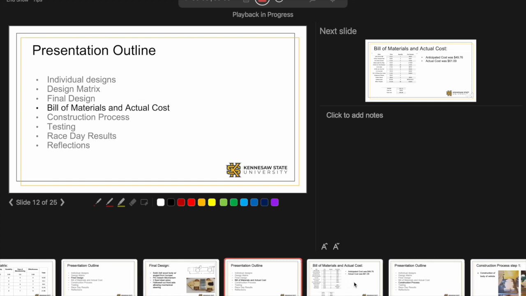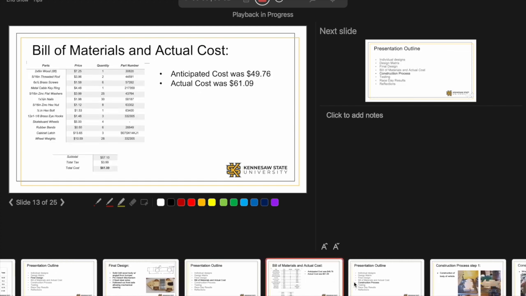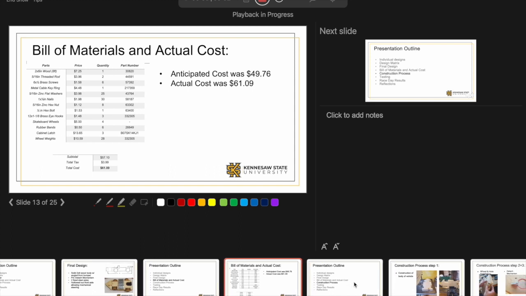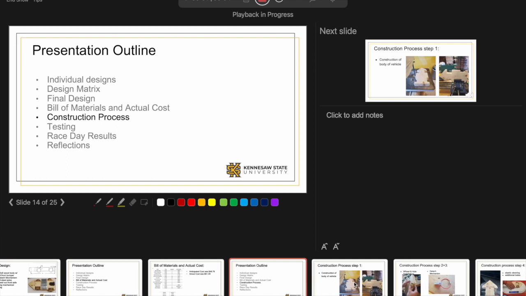Bill of materials and cost. So our anticipated cost was $49.76, but we had to add a couple more things that were unexpected, which caused it to go up to $61.09. Like the wheel weights, I'll mention later why we had to use wheel weights in the upcoming slides. But yeah, that was our cost for creating the vehicle that you saw in the last slide. We had to tally it up and do the parts.